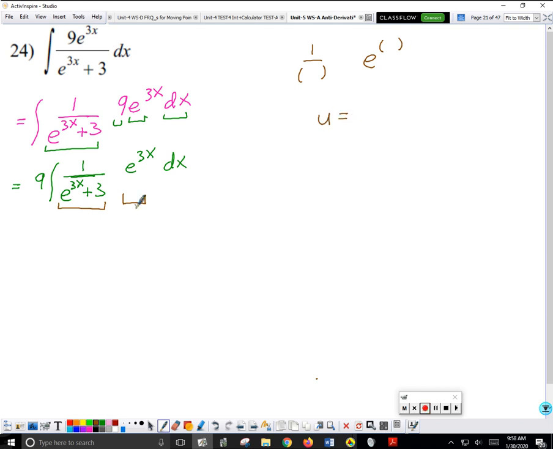So in this case, because I have e to the something, my choice of u would be 3x. In this case, because I have 1 over something, my choice of u would be e to the 3x plus 3. Question?